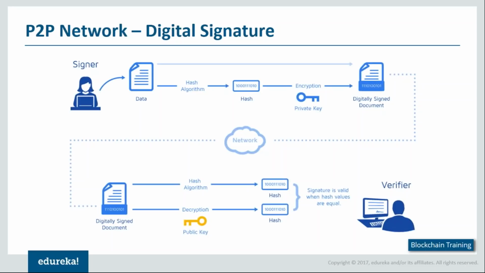Once you have broadcast it, it is going to be received by a special node. Its job is to take the data present in the document and hash it, as well as decrypt the digital signature and hash it as well. Then you compare these two hash values. If they are the same, you can ensure that this is a valid transaction and has not been tampered with. So are you guys clear with respect to how this works?